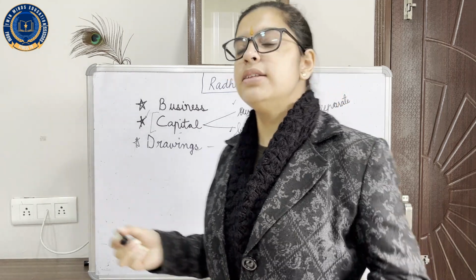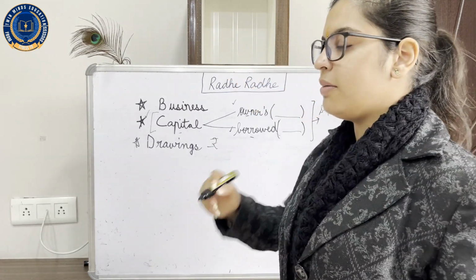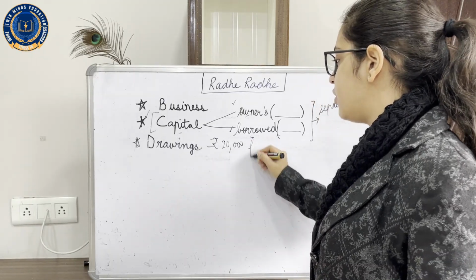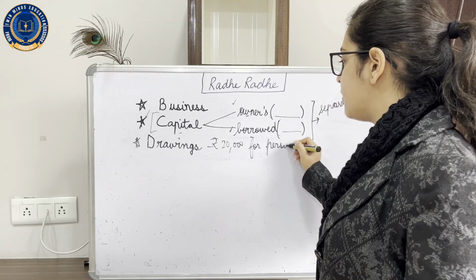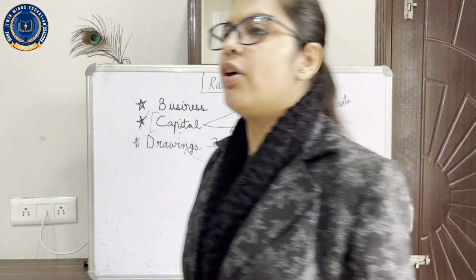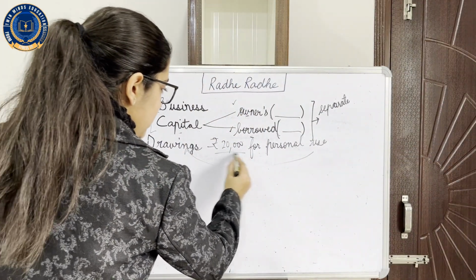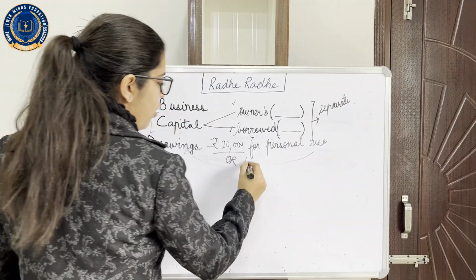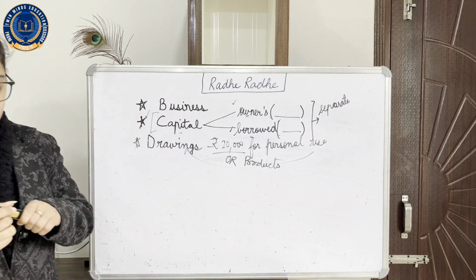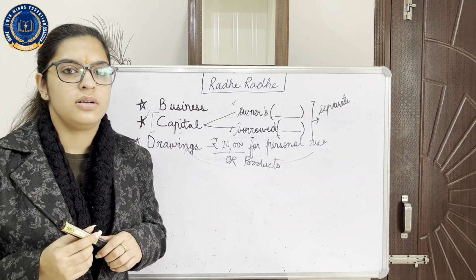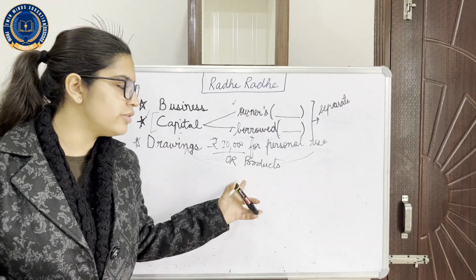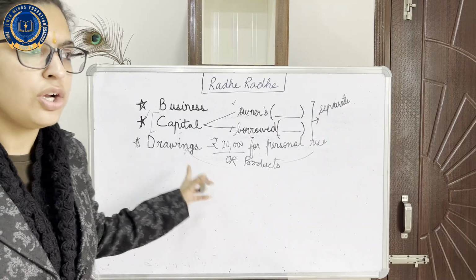Let's write a drawing example. Let's say rupees 20,000, what we just discussed, for personal use. For personal use is drawing. Simple. What is drawing? Any amount of money or products. A suit manufacturing company owner withdrew 3 suits for his wife. Product also and money also, both things are considered as drawings.